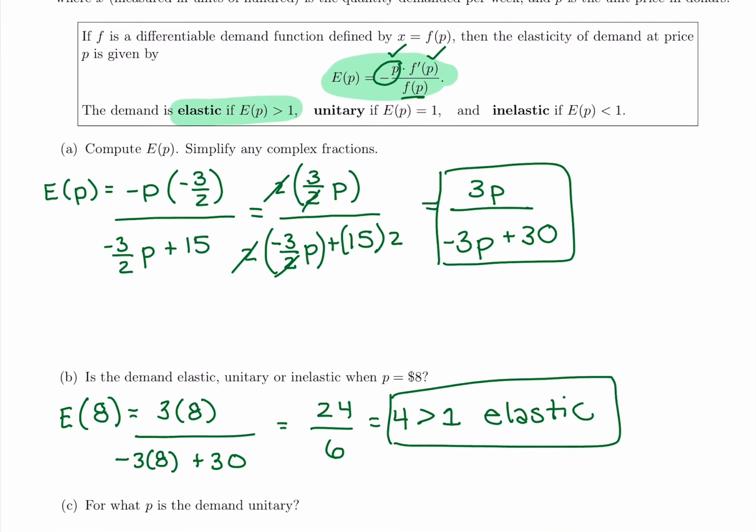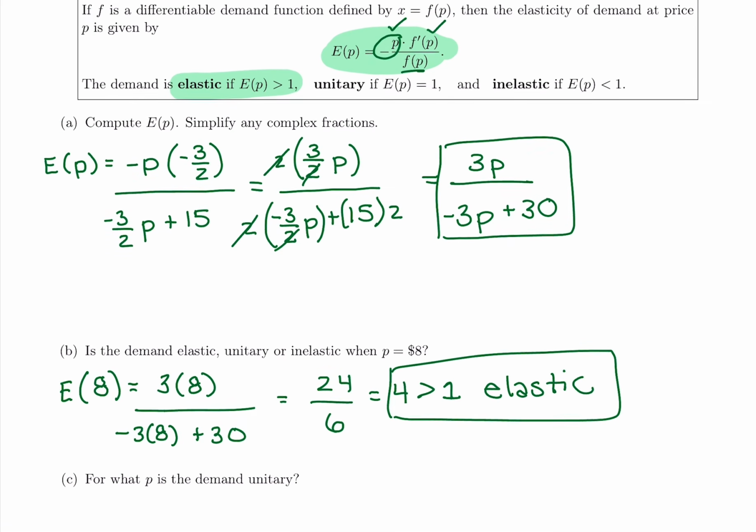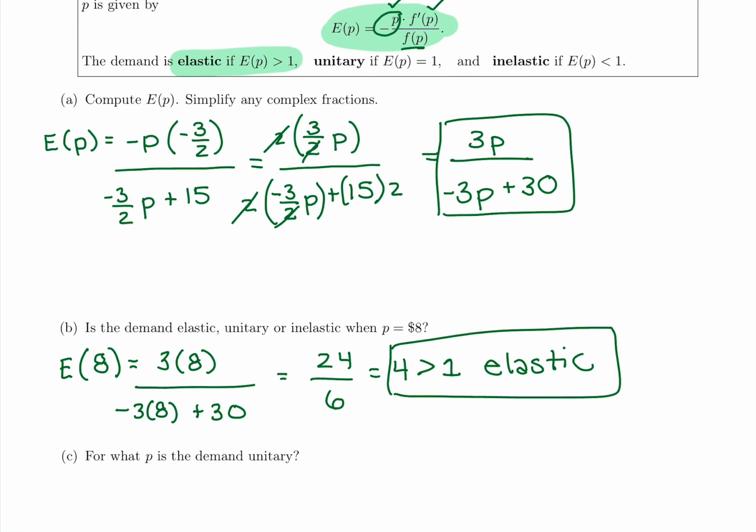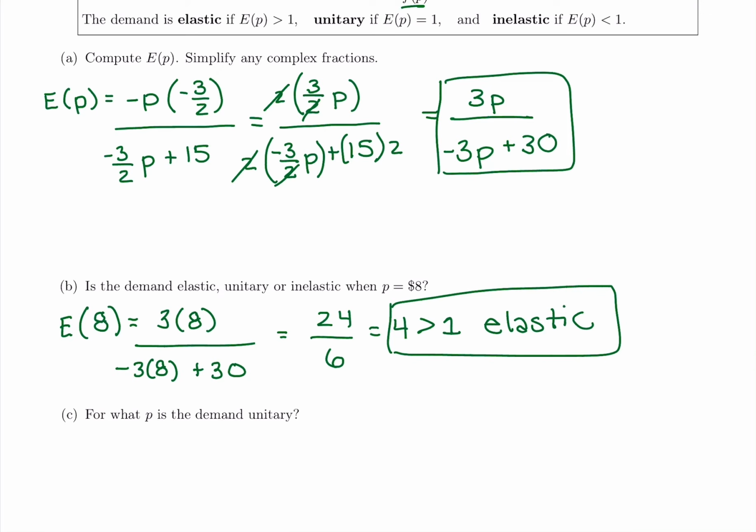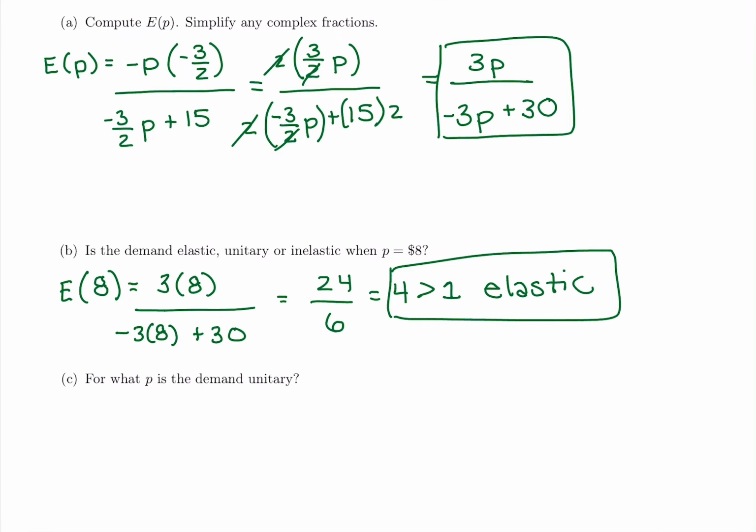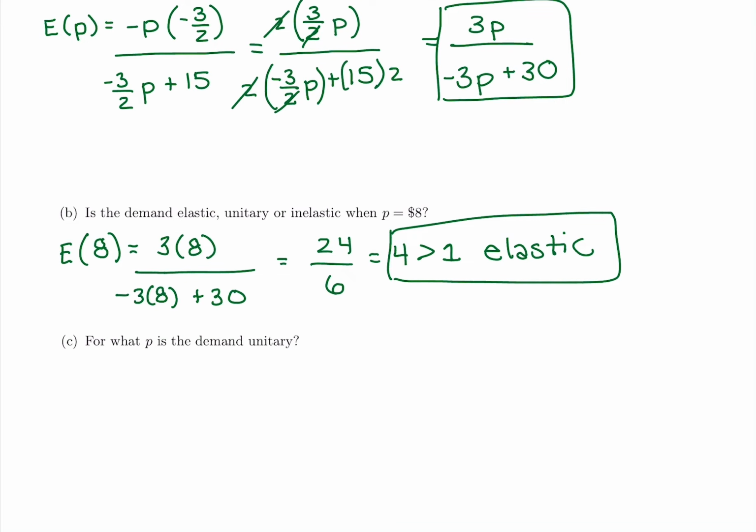You don't have to interpret what that means or make any suggestions based on that. If you understand what it means, that's great. If not, hopefully you have the chance to take an economics course and figure out exactly where to go from there. The last part says, for what P is the demand unitary?